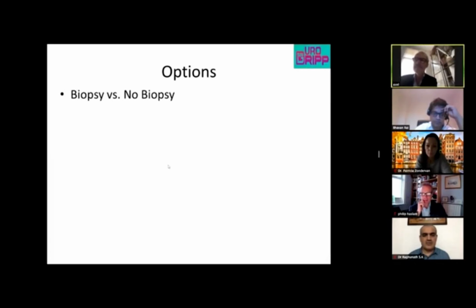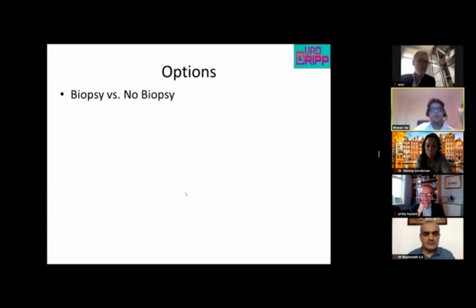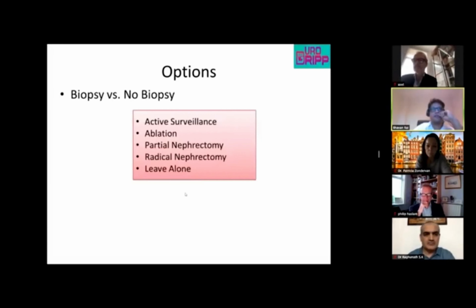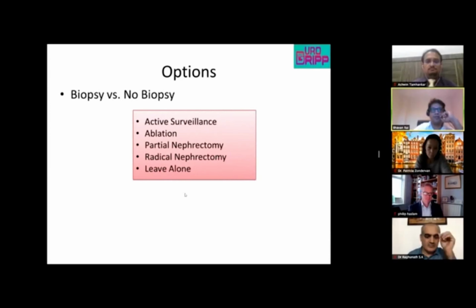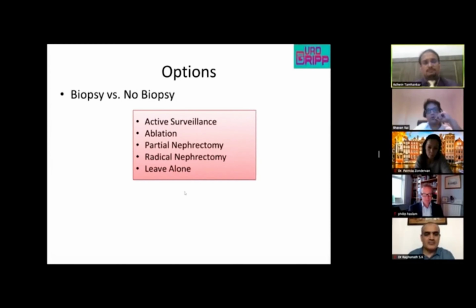Yes, exactly. So let's assume that we think this is a cancer. We have a very, very fit patient. This is a 3.2 centimeter exophytic tumor. The options are between active surveillance, ablation, partial nephrectomy, radical nephrectomy, leave alone. If I can ask Ashwin, what would your views on this be, Ashwin?